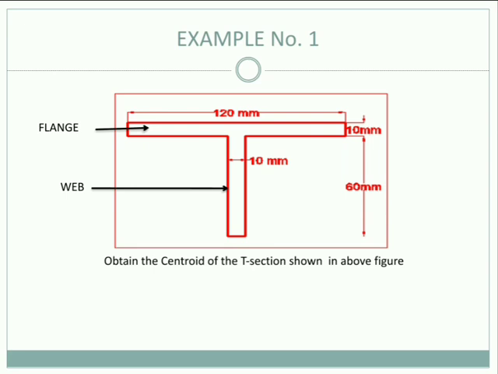So it can happen that a question can come such that they will mention only T section and give the dimensions of the flange and the web. They may not give the figure. So knowing what is flange and what is web is important, and by that you will be able to draw the figure yourself. That's why in this first example I have mentioned what is a flange and what is a web. So let's proceed with the solution of this example.